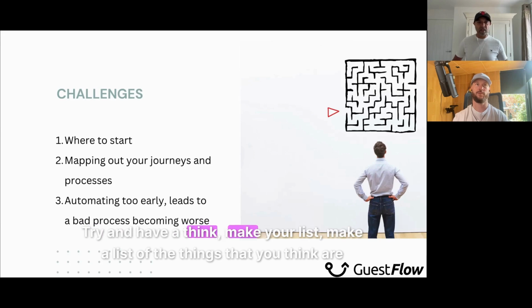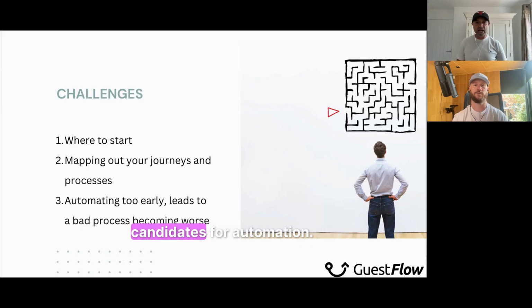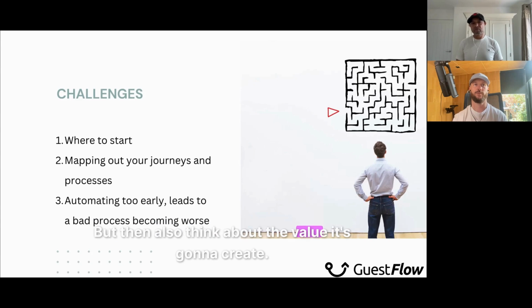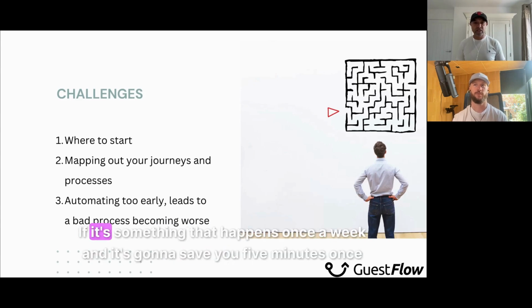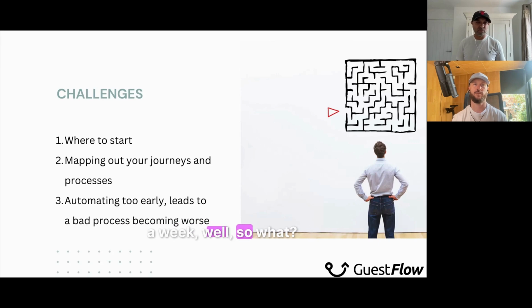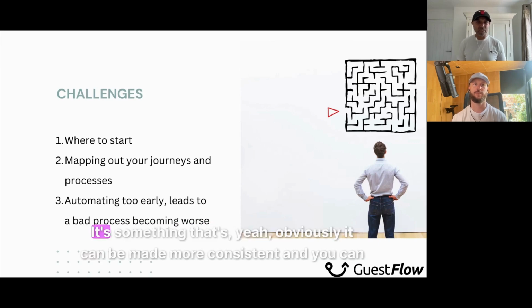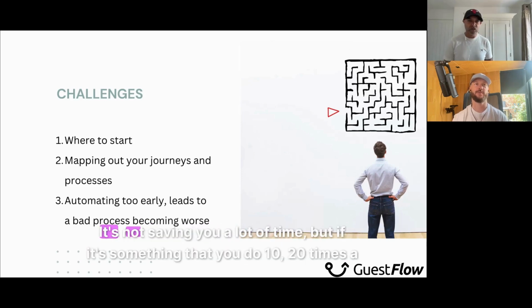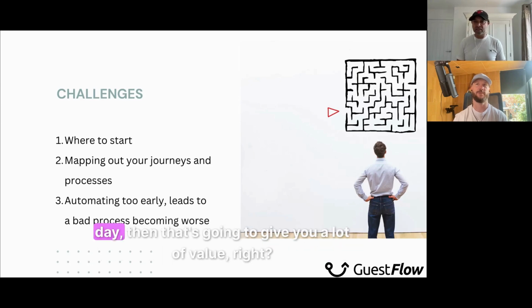Try and have a think, make a list of the things that you think are candidates for automation, but then also think about the value it's going to create. If it's something that happens once a week and it's going to save you 5 minutes once a week, well, so what? Obviously it can be made more consistent and you can remember to do it, but it's not saving you a lot of time. But if it's something that you do 10, 20 times a day, then that's going to give you a lot of value, right?